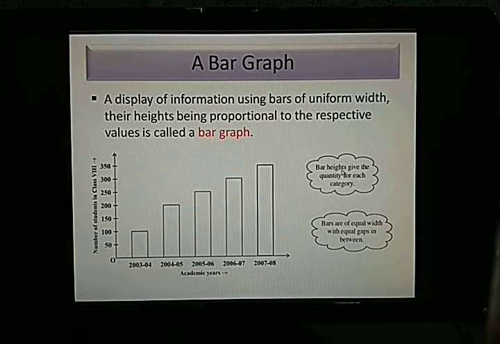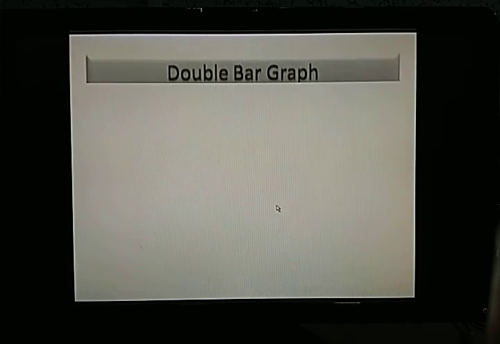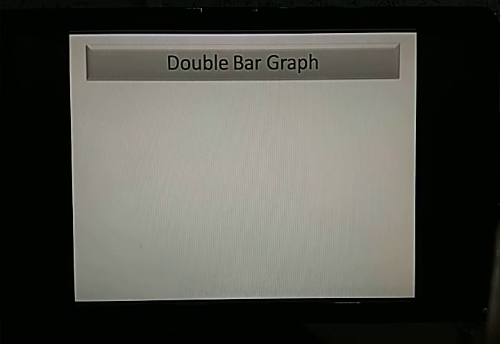You can see here bar heights give the quantity for each category. Whatever values are given in our data, accordingly the heights will increase or decrease. And there should be some gaps in between these bars, and this gap will be equivalent, or you can say uniform. So this gap also will be of uniform width, and these bars also will be of uniform width. Clear?